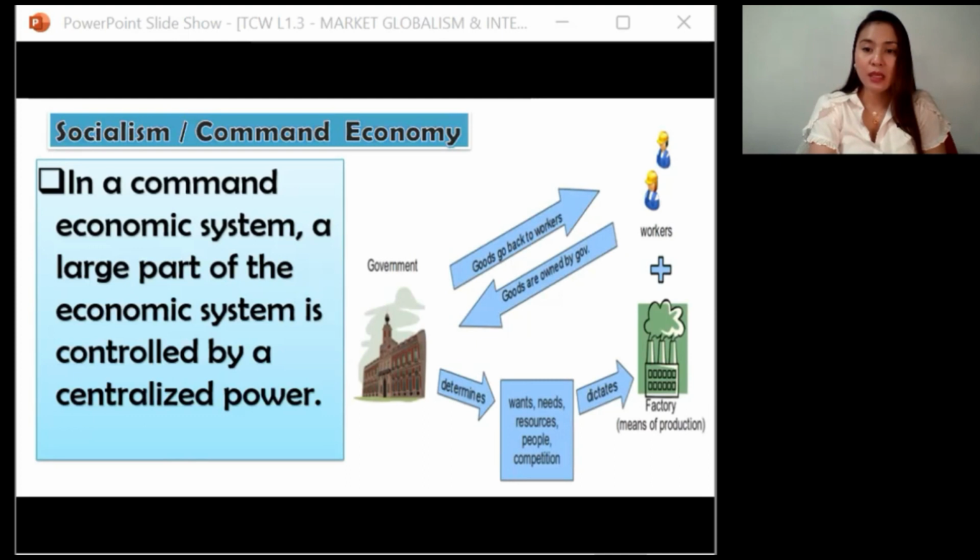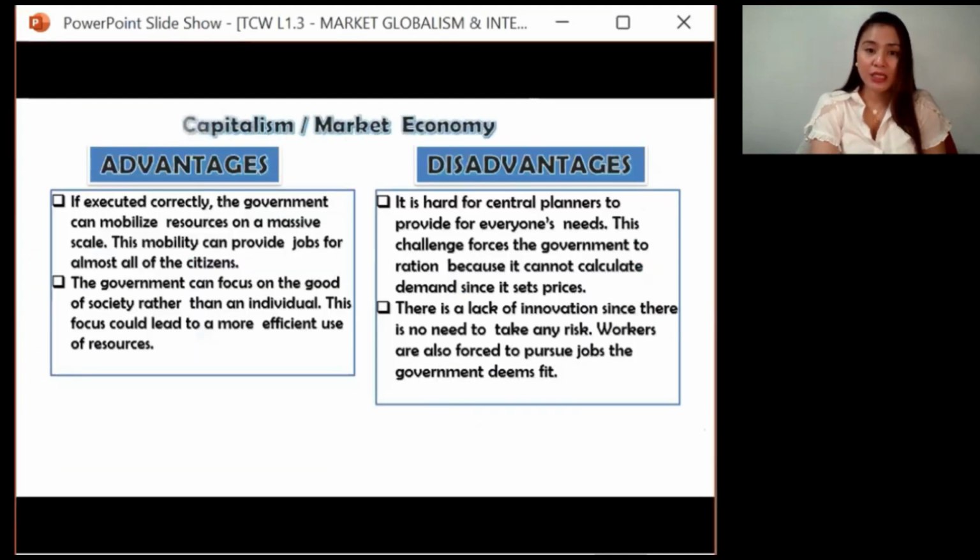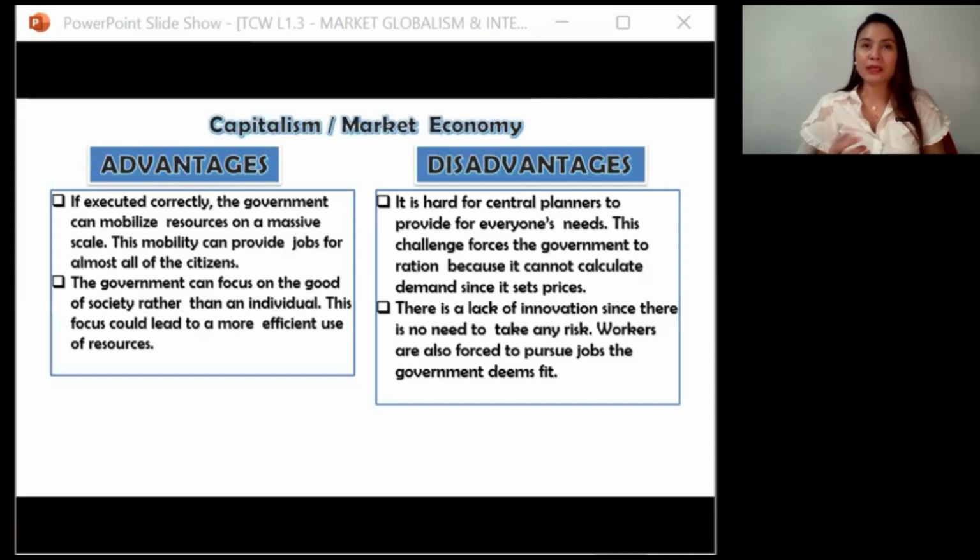The same with capitalism, this type also has its own advantages and disadvantages. So the following are the advantages if executed correctly. Let us emphasize this one: if executed correctly, the government can mobilize resources on a massive scale. This can provide jobs for almost all of the citizens. The government can focus on the good of society rather than an individual, and this focus could lead to a more efficient use of the resources.